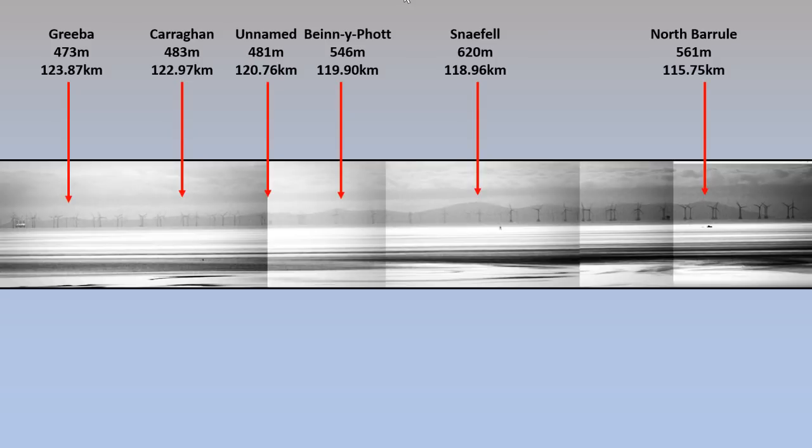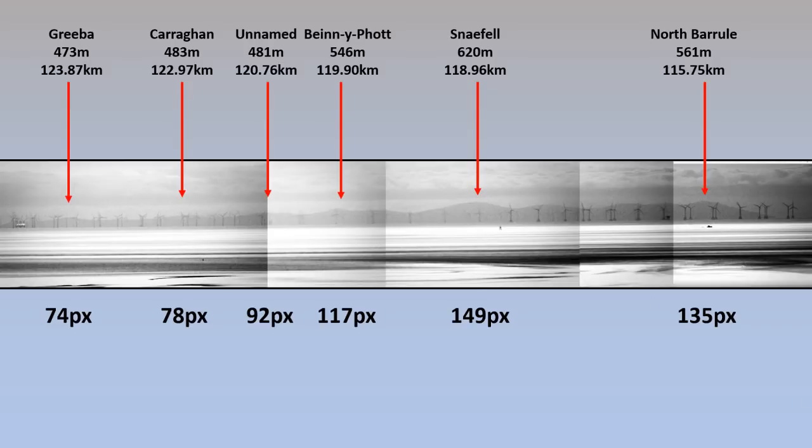Thank you, Ranty. All right, so he sent me the composite image, which looks to be stitched together nicely. I've identified the peaks. This one is Greba at 473 meters tall, all the way up to the tallest mountain, Snaefell, 620 meters and 119 k's away. Then I have zoomed in and, as best as I could, counted the number of pixels between the horizon and the top of the peak. So Greba is the smallest in the image at 74 pixels, all the way up to Snaefell, which is roughly twice as big, at 149 pixels.